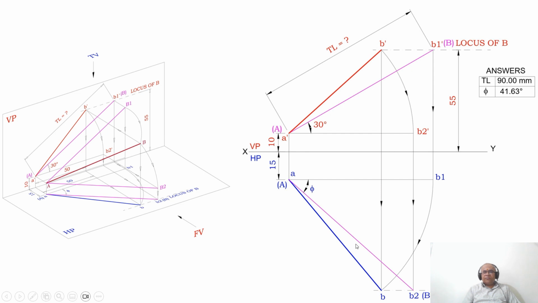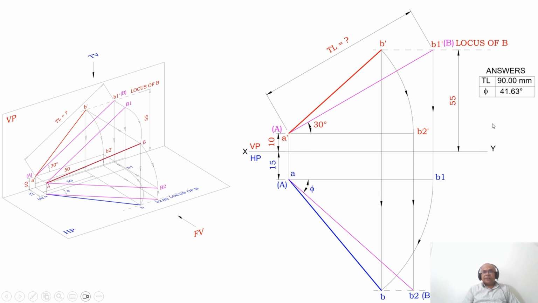To find the true length in the top view, I need to take the front view. Which is the front view line? A dash B dash. With A dash as center, taking the radius of A dash B dash, you draw an arc such that both A dash and B2 dash are above HP by 10 mm only. So the front view line is parallel to XY. When the front view line becomes parallel to XY, what is its corresponding top view? The corresponding top view of A dash B2 dash is A, but B2 is not there.